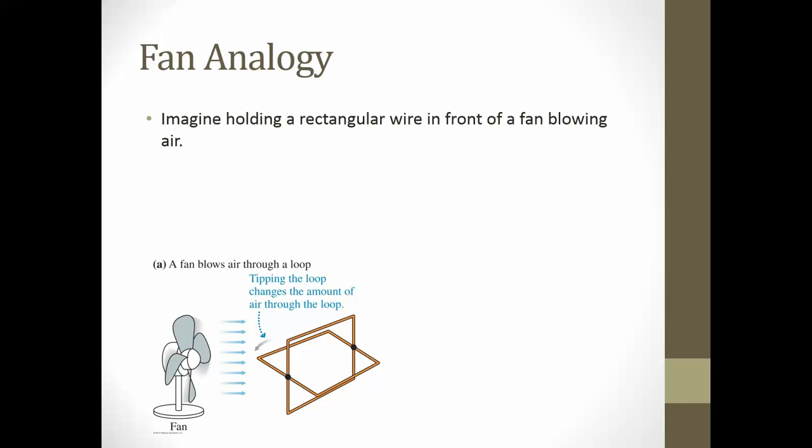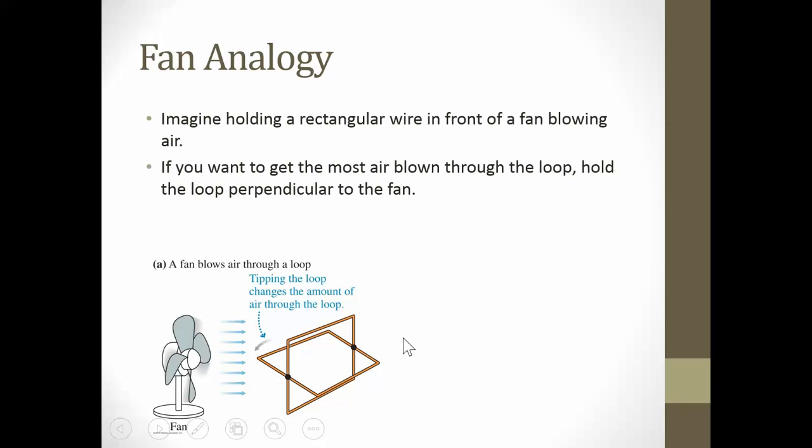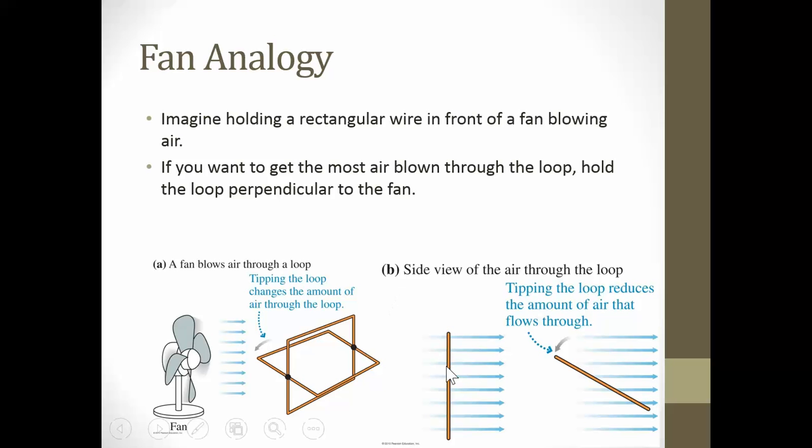Imagine we have a rectangular wire in front of a fan that's blowing air, and we can change the angle of that rectangular wire. If you want to get the most air blown through the loop of wire, you're going to hold the loop perpendicular to the fan. So you could hold it this way or you could hold it at an angle, but if you want to get more air traveling through it, you're going to hold it perpendicular to the fan.